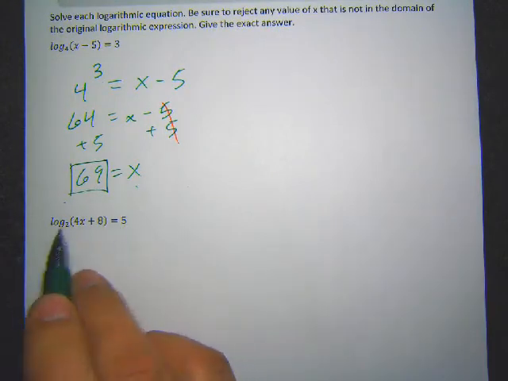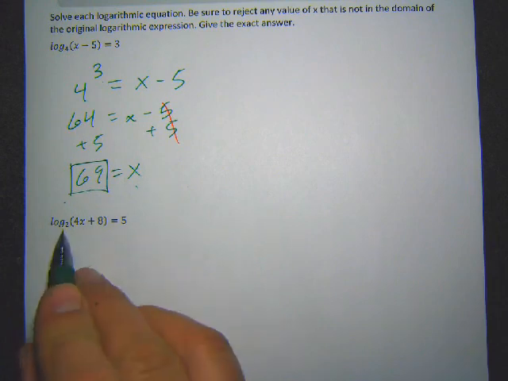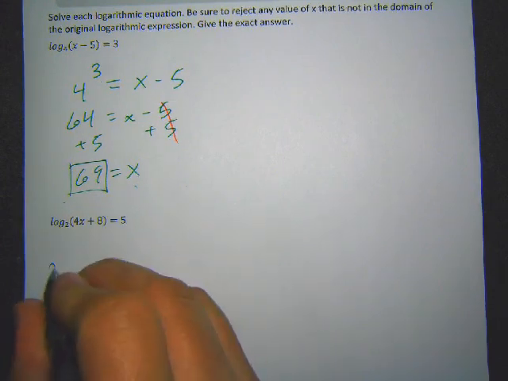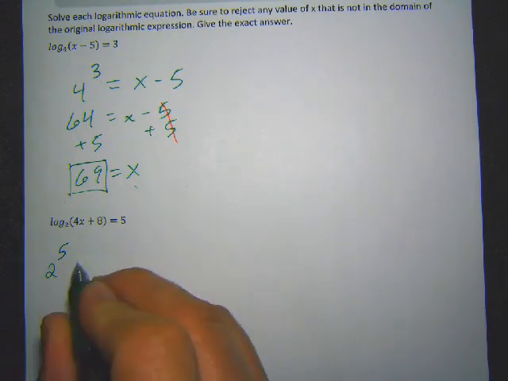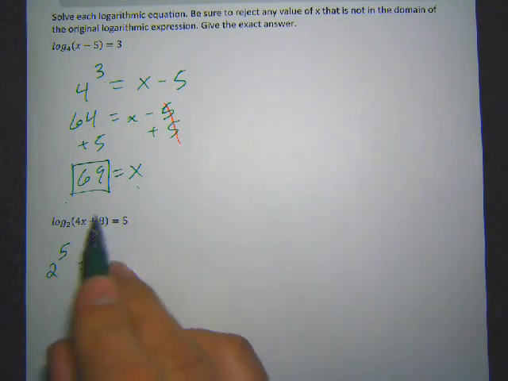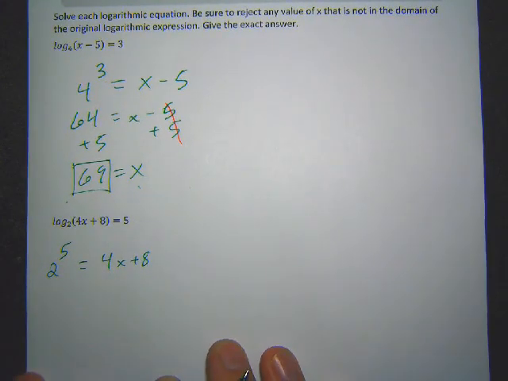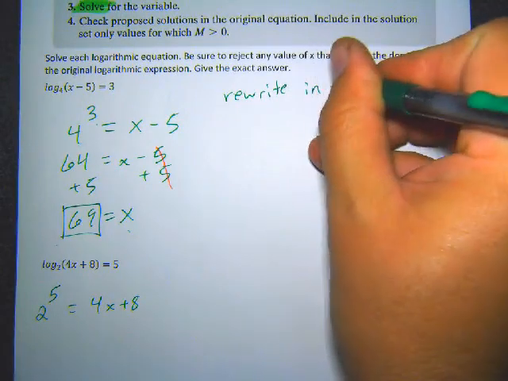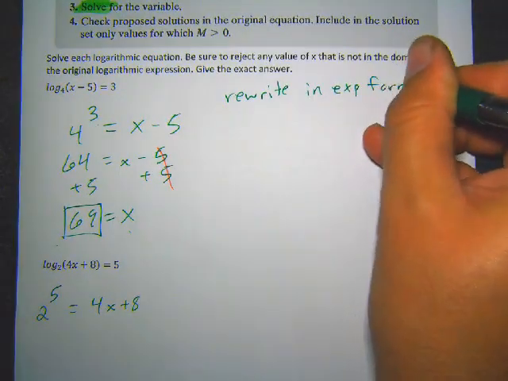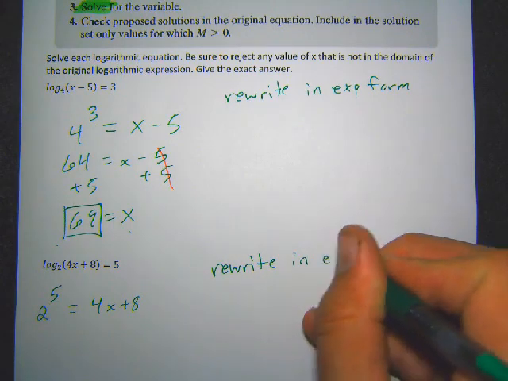Again, if it's like this, where it's in log form, log of a number equals a number, then you can rewrite it. Base is always the base of your log, so base is 2. The answer to the log is your power, so the power is 5. The result of 2 to the 5th is 4x plus 8. That's our result. And then we're back to solving for x again. So we rewrite in exponential form. That's the big trick on both of these. Rewrite in exponential form.